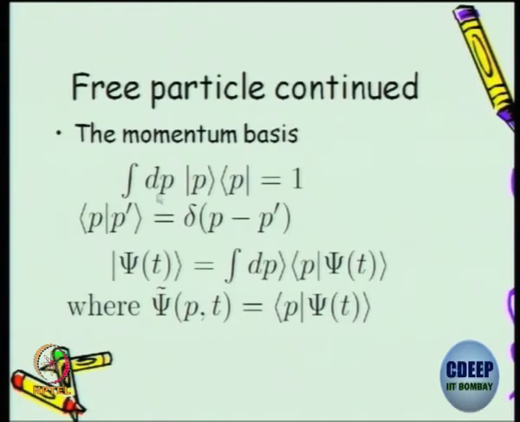What is the momentum basis? The same as your position basis. I'm doing it in one dimension. So this is an identity operator. And because it's a continuum, the inner product of p with p prime should be a Dirac delta function, and we can write the arbitrary psi of t as an integral dp, a dp and then a p outer product. Okay? And psi tilde, as I said, is the inner product of the state psi with p, which, to make contact later with the Fourier transform, we call psi tilde.